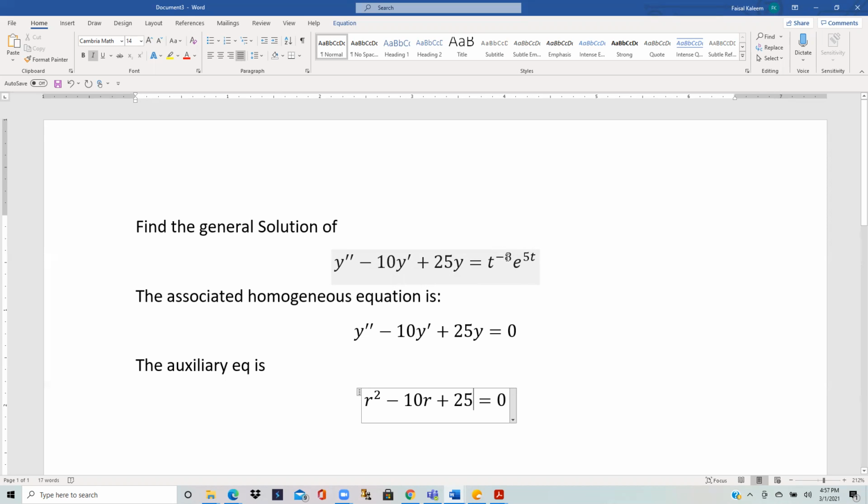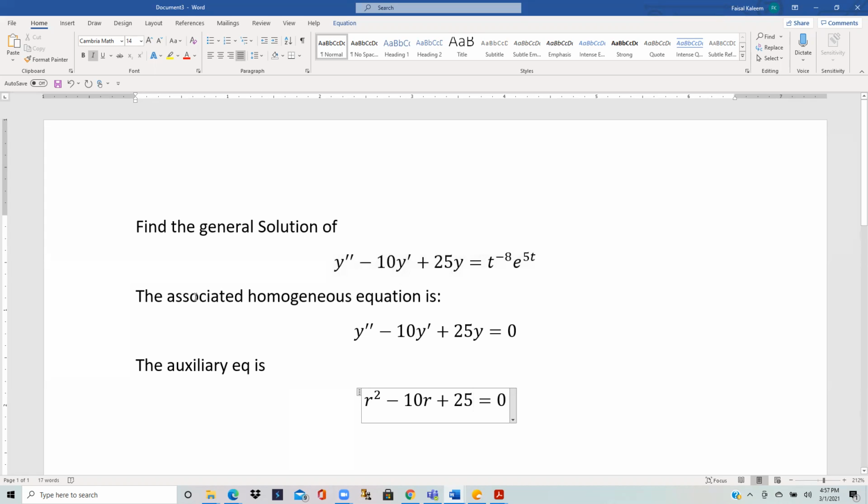So anytime you have a negative power on a variable or a fractional power on a variable, then that's not a polynomial. So this is not one of the forms that we have for the method of undetermined coefficients. Therefore, we will have to use the variation of parameters here.